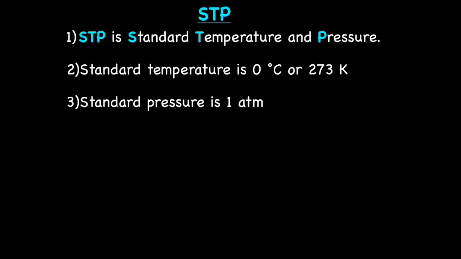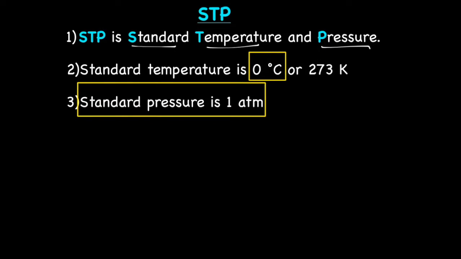All right, we need to talk about something called STP. STP stands for standard temperature and pressure. Whenever you see the word STP or standard temperature or standard pressure, those are actually numbers, not just words. Standard temperature is 0 degrees Celsius, which is 273 K, and standard pressure is 1 atm. So if a word problem says the gas is at STP, that means the temperature is 0 degrees Celsius and the pressure is 1 atm.